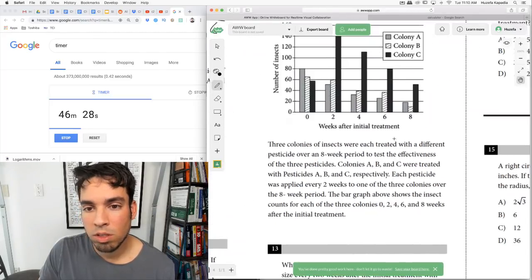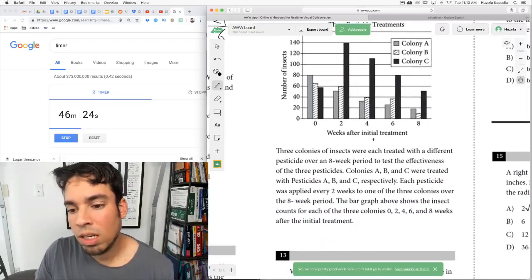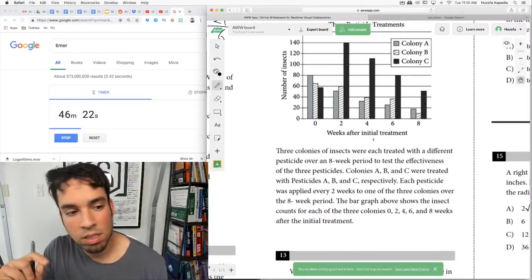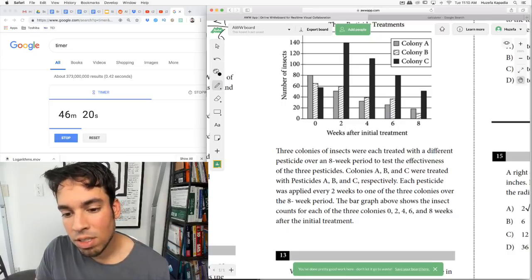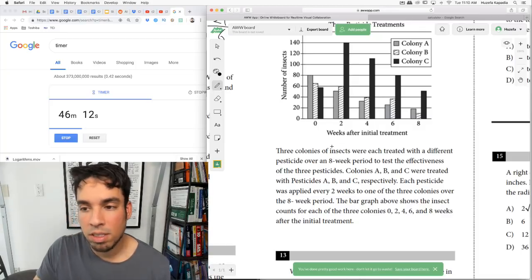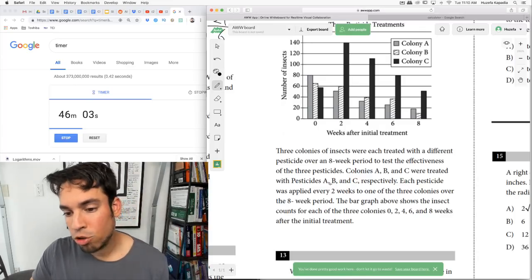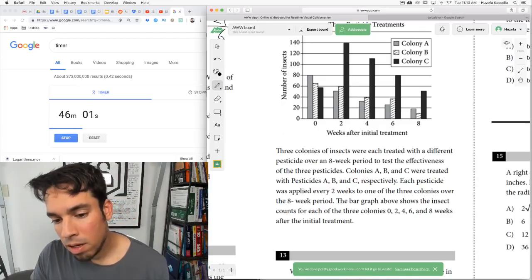All right, next one. Insect count for 3 pesticide treatments. 3 colonies of insects were each treated with different pesticides over an 8-week period to test the effectiveness of the 3 pesticides. Colony A, B, and C were treated with pesticide A, B, and C respectively. Got it. So A was treated with A, B was treated with B, and so on.